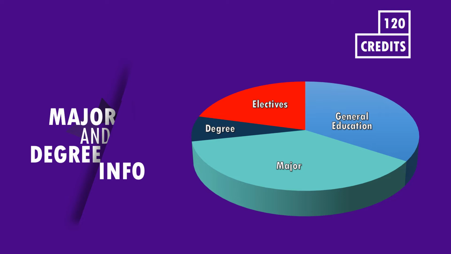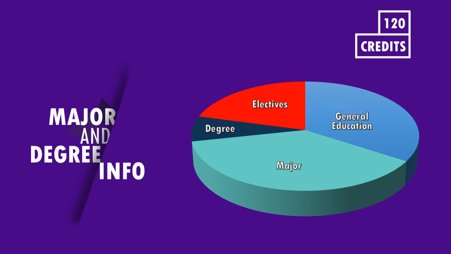And then last but not least, the red section, the electives. This area is usually where minors fall, or your pre-professional programs like pre-med, pre-vet, pre-OT, for example. Any classes that aren't counting for general education, your major, or your degree would be an elective because you're electing to take it. You're not necessarily required to take it.